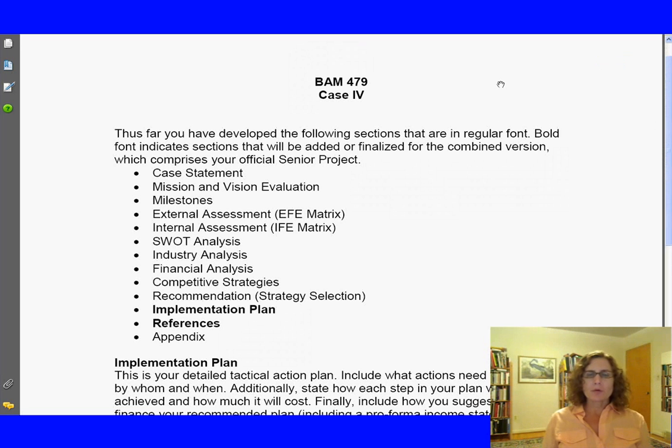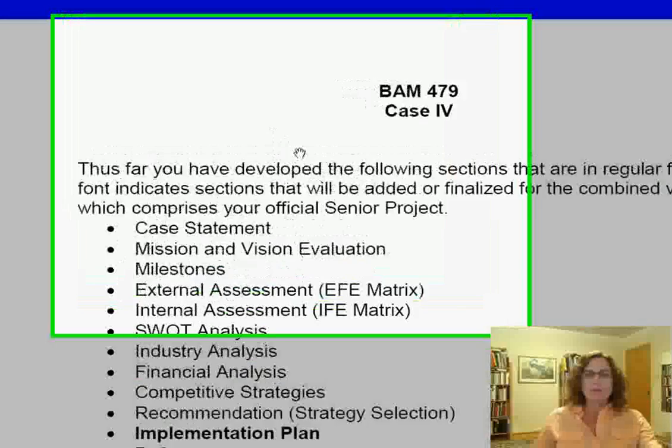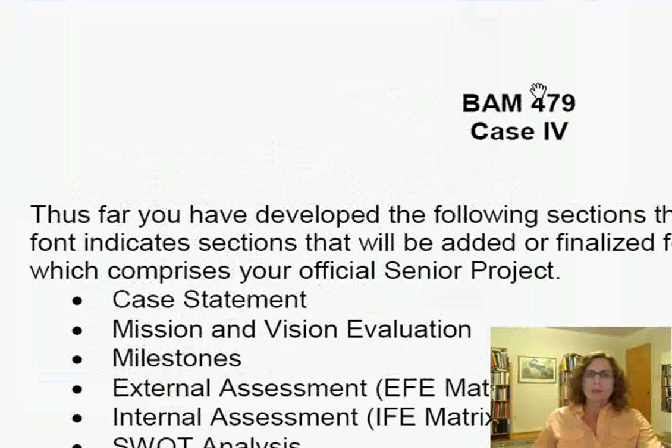Case 4 is where you put everything together from your previous cases 1 through 3 and you add the implementation plan section to it. So what I have in front of you is the instructions for preparing case 4, which are posted in doc sharing.